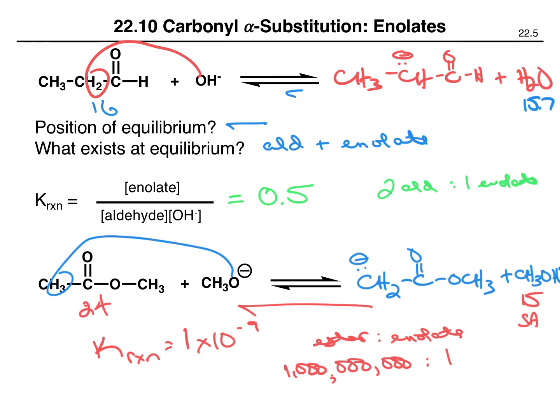But still, if we think about having a mole of ester in our overall reaction, even though this is a relatively small number, we're still talking about trillions of molecules of enolate. So have that general idea of the numbers of the ester compared to enolate or the aldehyde compared to enolate. Have that idea in mind as we move forward to look at reactions of enolates.